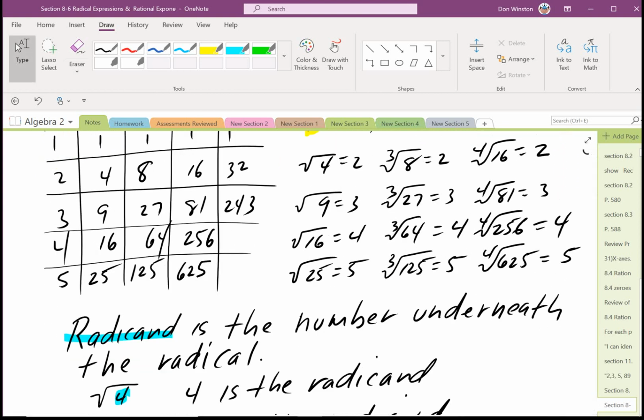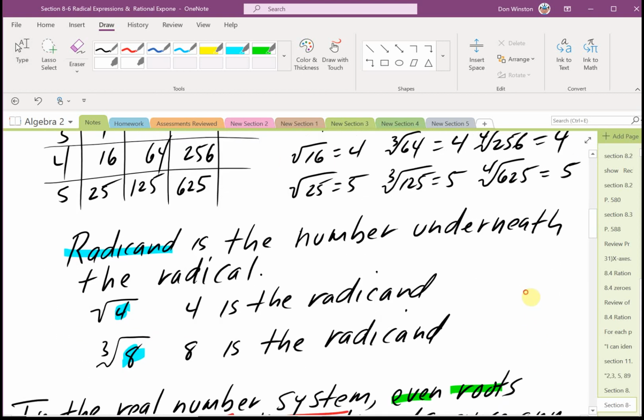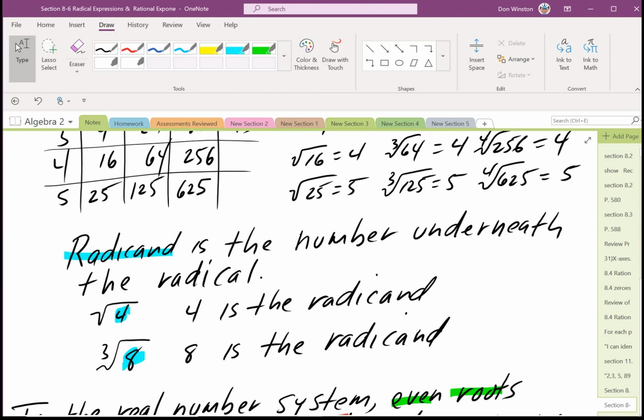All right, so now let's continue on. The radicand is the number underneath the radical. So if I had the square root of 4, 4 would be considered the radicand. If I had the cube root of 8, 8 would be considered the radicand.